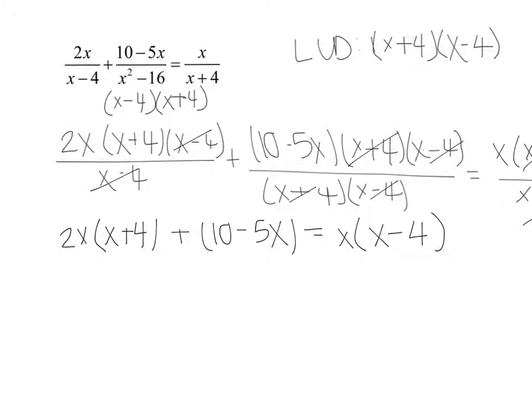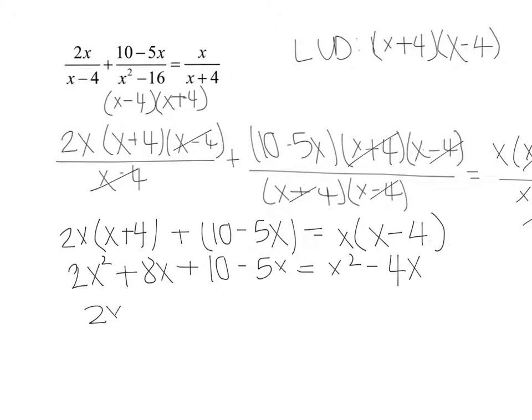So we go ahead and distribute our 2x into our parentheses. We get 2x squared plus 8x plus 10 minus 5x equals x squared minus 4x. Before I move any terms, I'm going to go ahead and combine all the like terms on my left side. So we get 2x squared plus 3x plus 10, still equal to x squared minus 4x. We're going to subtract x squared from both sides and add 4x.